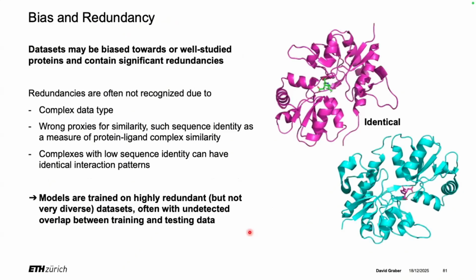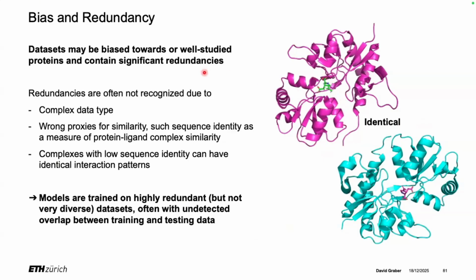So the first problem I would like to talk about is this bias and redundancy problem. As I've mentioned, these data sets may be biased towards well-studied proteins and contain a lot of redundancies because many researchers deposit structures of the same kind. And these redundancies are very often not recognized because the data type is so complex. So it's not trivial to find that two structures like this actually show the identical interaction patterns between this small molecule and this protein.